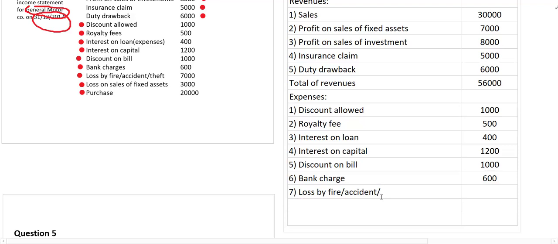accident or loss by what? By theft. Loss by theft equal to how much the amount? Just mention the amount 7,000.